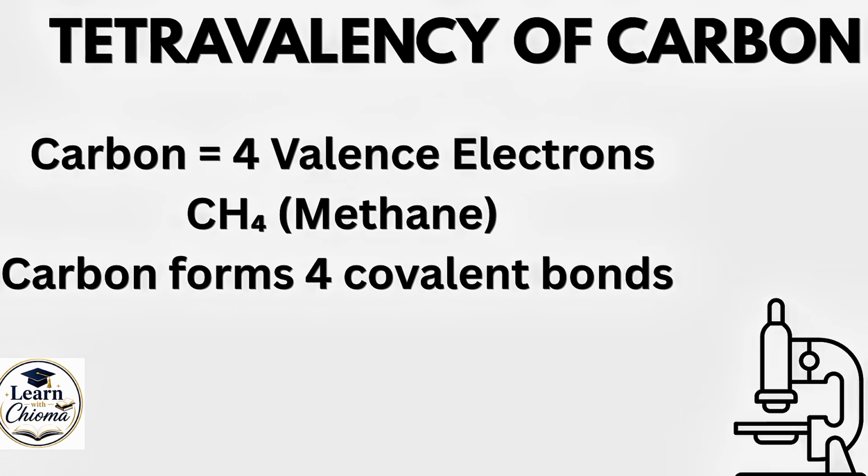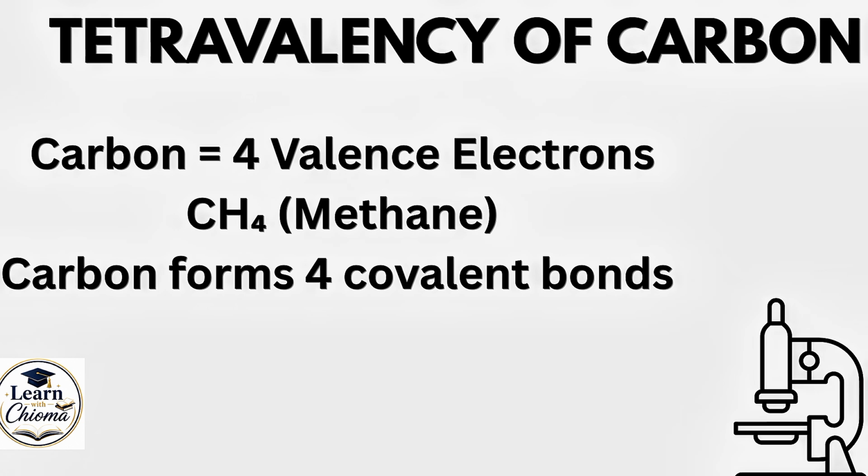One important property of carbon is tetravalency. Tetravalency means that one carbon atom can form 4 covalent bonds with other atoms. This allows carbon to build both simple molecules, like methane, and complex molecules, such as proteins and DNA. Without tetravalency, the enormous diversity of organic compounds would not be possible.